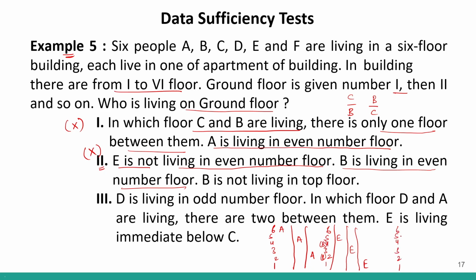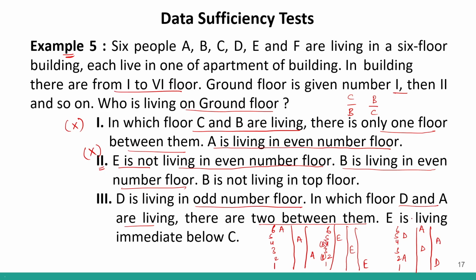The third one says that D is living on an odd numbered floor. So D can live at 5, D can live at 3 and D can live at 1. Correct? In which floor D and A are living, there are 2 between them. So between D and A we have 2. So 1, 2, A can be over here. Correct? 1, 2, A can be over here and 1, 2, A can be at the 4th position also.